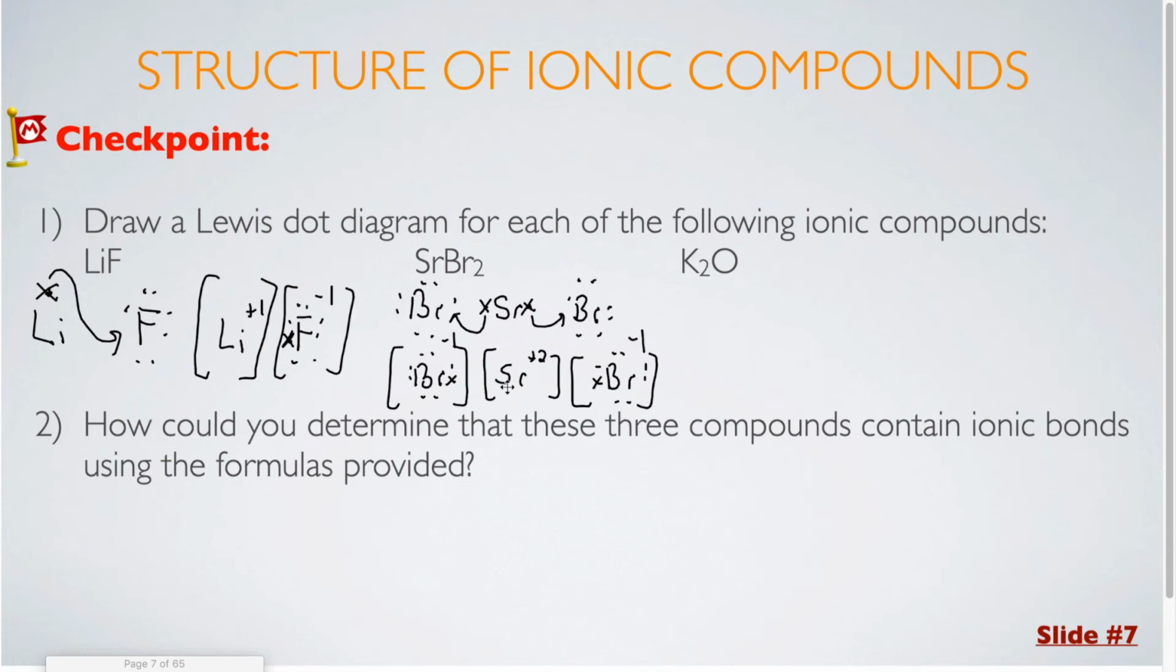So important for these ionic Lewis dot diagrams, you should end with brackets so you can see each one separated from one another, and of course the charges. The charges should always add up to 0 since you would have a neutral compound in the end.